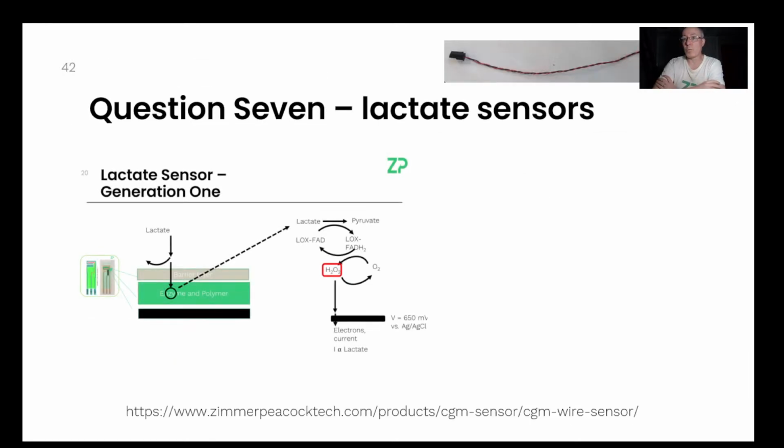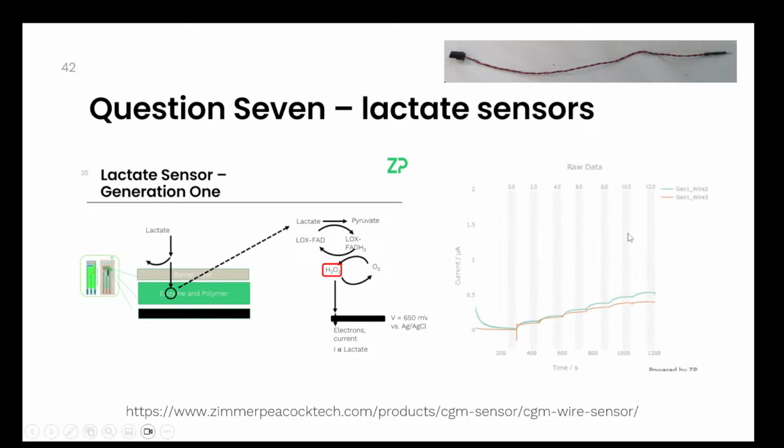And we do them in a wire format. And we've just been testing recently, and we've been testing up to 12 millimolar, which actually works. I think maybe in a sporting exercise, maybe going up to 20 millimolar, but most people at rest should be at 0.5 to about 1 millimolar.